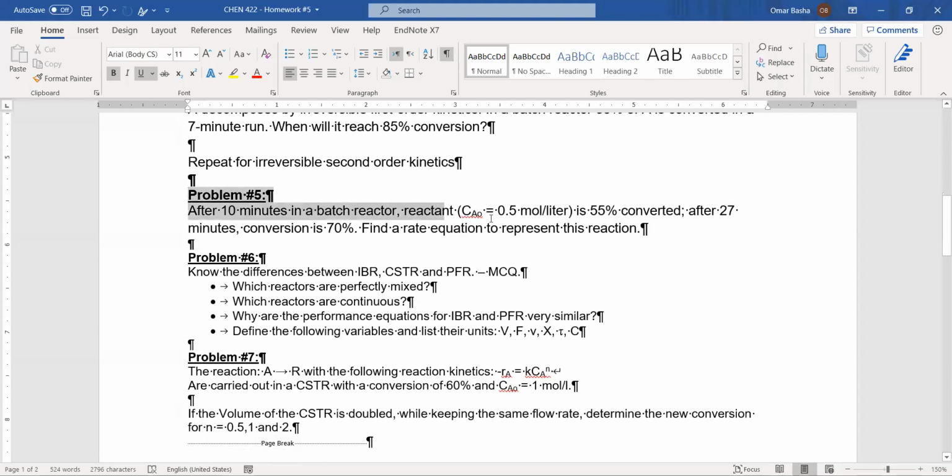Problem number 5, right? So after 10 minutes in a batch reactor, reactant with an initial concentration of 0.5 mole per liter is 55% converted.